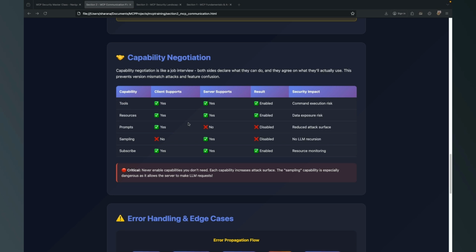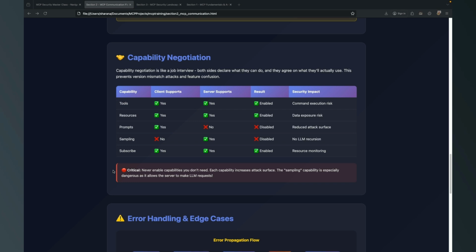Now, as part of the initialization, the client expects the server to show its capabilities. So the server shows its capabilities, saying, here's what I can do: tools, resources, prompts, sampling, and subscribe. Why it matters: there should not be any hidden features from the client on the server side.